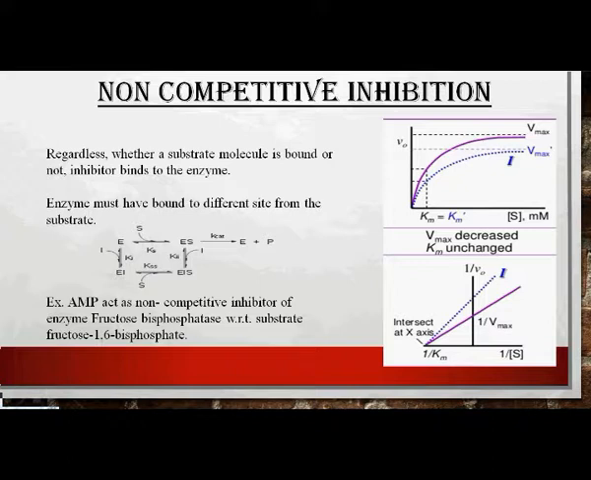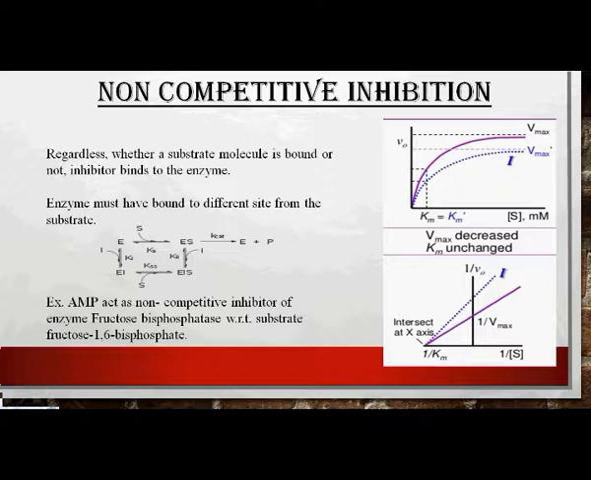So in this reaction, we can see that the enzyme molecule binds the substrate, resulting in the enzyme substrate complex, and product will be formed. But the inhibitor can bind to the enzyme, resulting in the EI complex, or the inhibitor can bind to the enzyme substrate complex, resulting in the EIS complex. Both will result in a dead-end complex and product will not be formed.